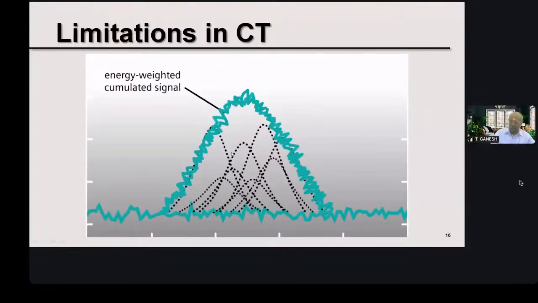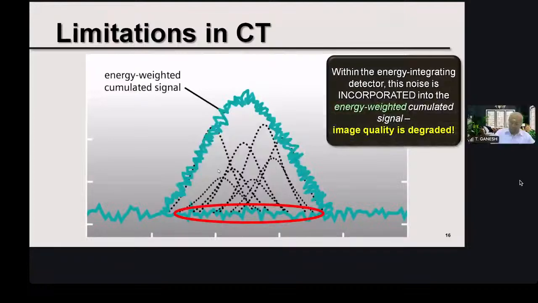Together cumulative, they form the signal. Now, within this energy integrating, look at these. These are not due to any photons. These are only noise happening due to the detector circuitry, electronic circuitry. So within this signal that has been integrated over that 250 microsecond time, 30,000 photons, this noise is also incorporated into that energy weighted signal. So the image quality is degraded.